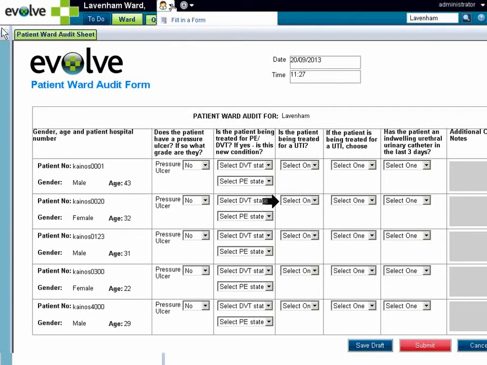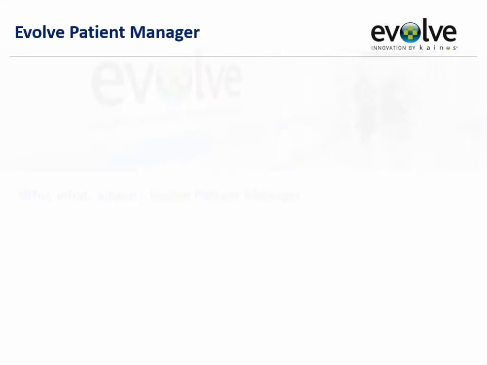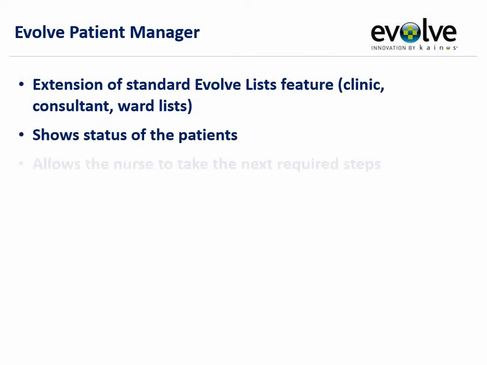Another way that we can help nursing teams is through Patient Manager. And this is really the who, what, and where of Evolve. So with Patient Manager, we have a standard lists feature where we can say, well, okay, show me all patients attending a certain clinic, show me all patients on a certain ward. And we've extended this to show then the status of the patients and to alert the nursing team as to what steps are required next in the treatment of that patient.